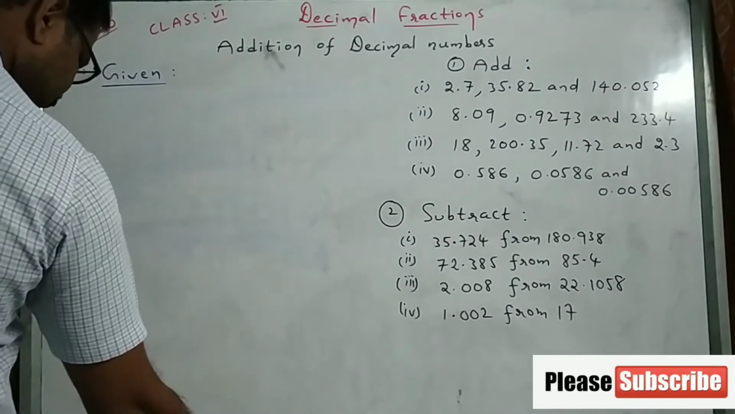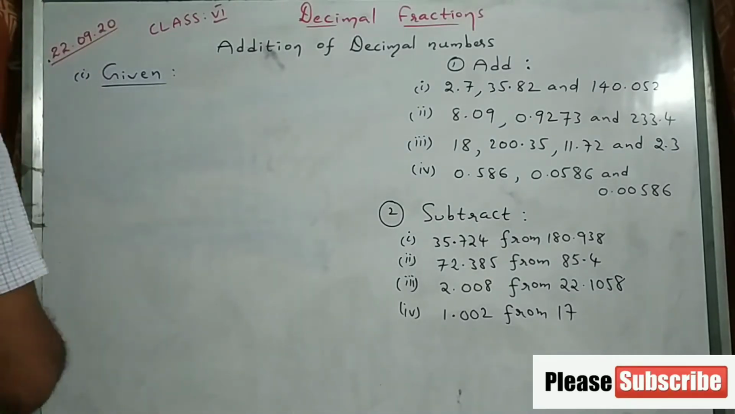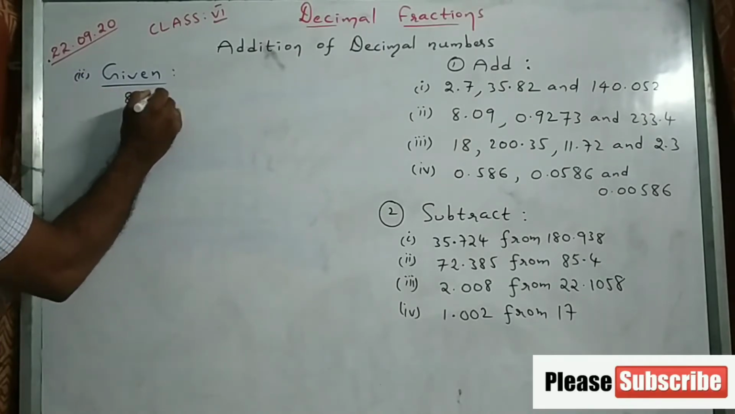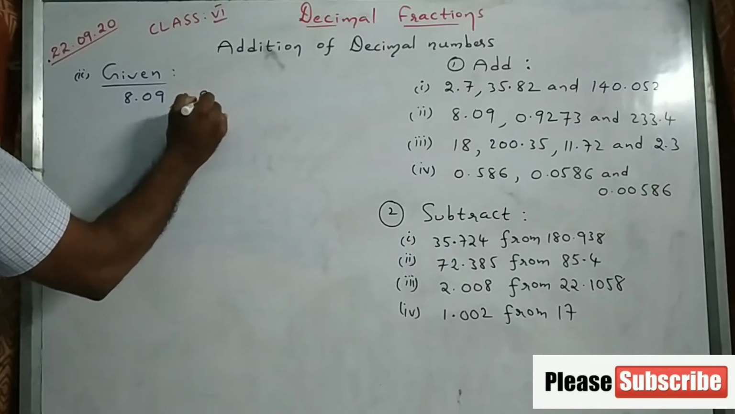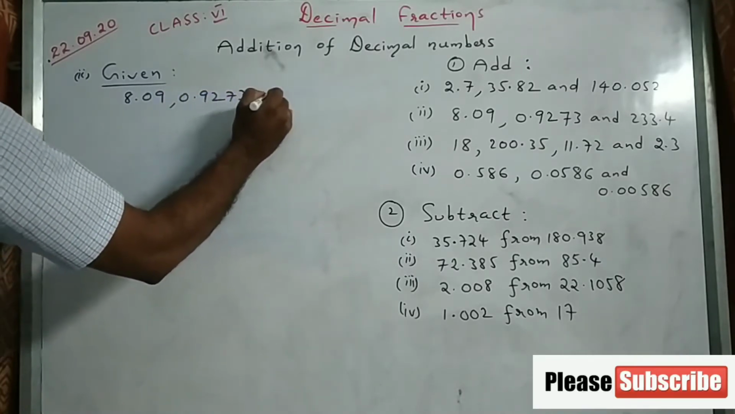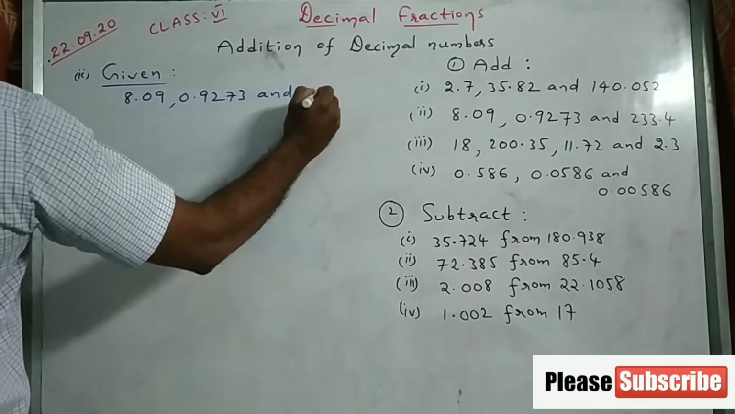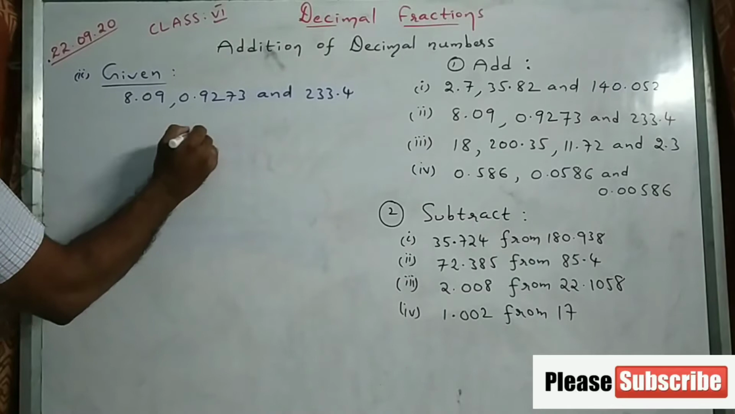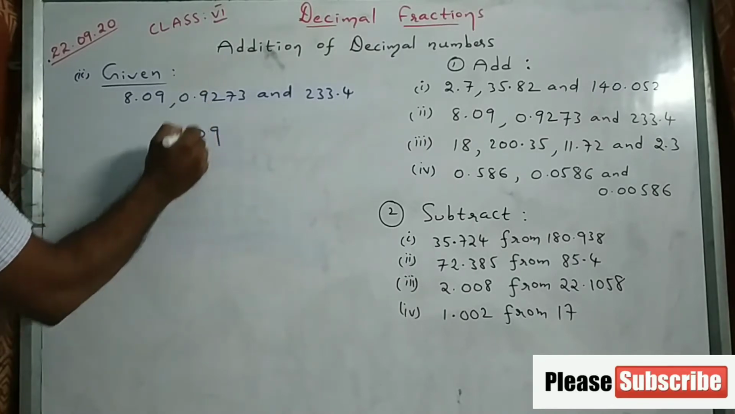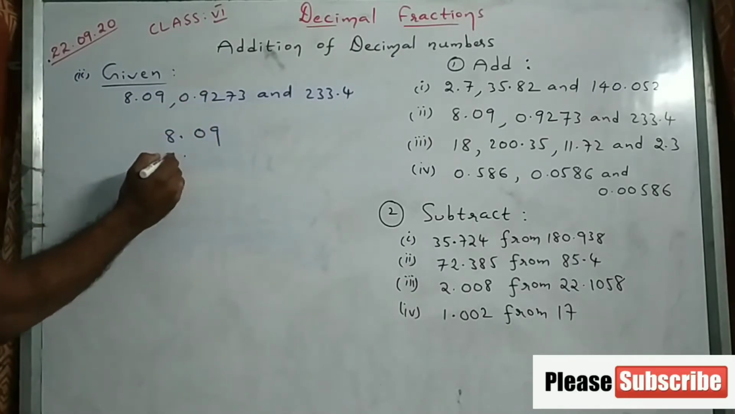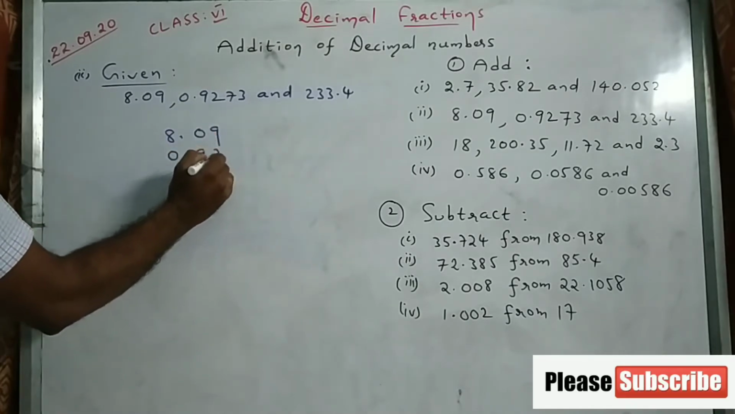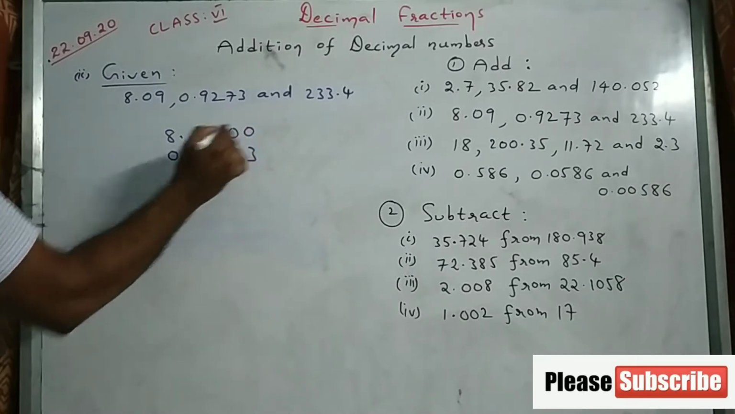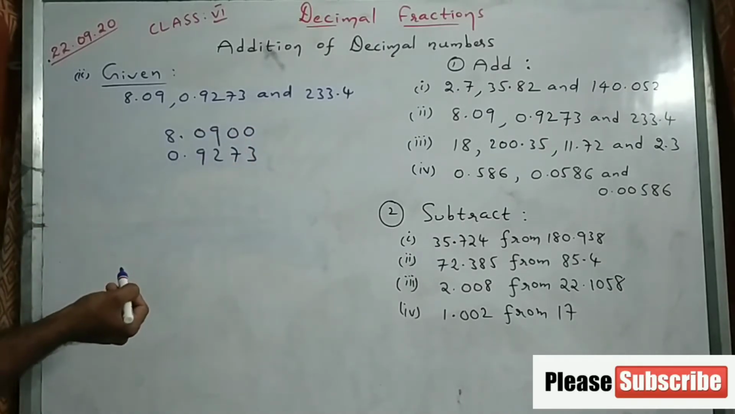But when we write in order, you should be very careful. When we add, you should write in order. That you should not forget. 8.09, 0.9273 and 233.4. Now how do we write in order? First you write 8.09. First you keep the decimal. Before the decimal we have 0. After the decimal 9273. So here 2 digits are missing, so you keep 2 zeros to change them into like fractions.